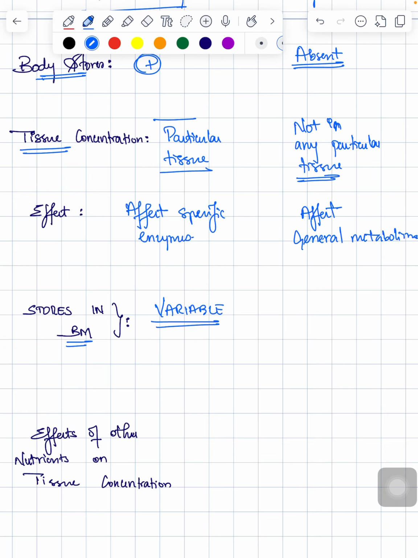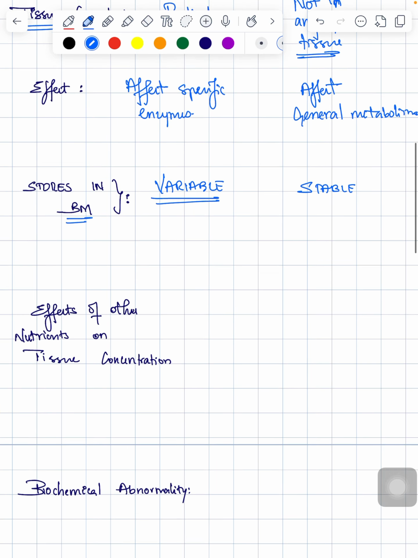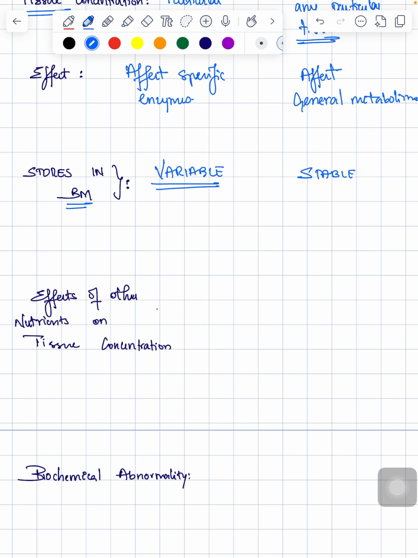What are the effects of other nutrients on tissue concentration? If there is an iron deficiency, it will be independent of your calcium or your iodine. So it is independent of other type 1 nutrients. What about your type 2 nutrients? They are dependent on other type 2 nutrients. Okay, right.